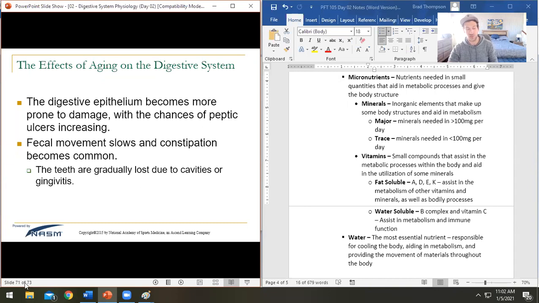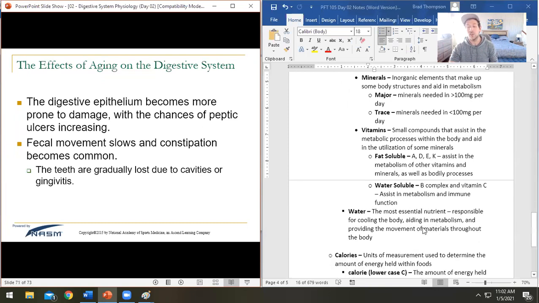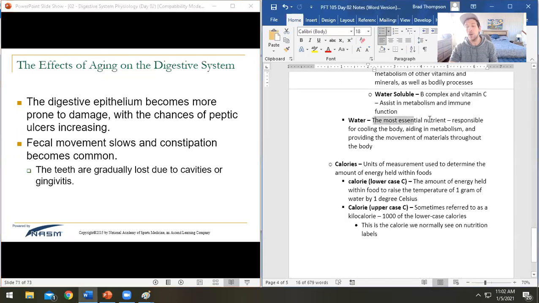And lastly, like I said, you'll notice we're almost done with our PowerPoint here, and NASA never talked about water, which drives me crazy. So I got to talk about water. Water is the most essential nutrient. It is responsible for cooling your body. It aids in metabolism. None of these vitamins, none of these minerals, none of these carbs, proteins, or fat can move around your body without water. So water is super, super, super important.